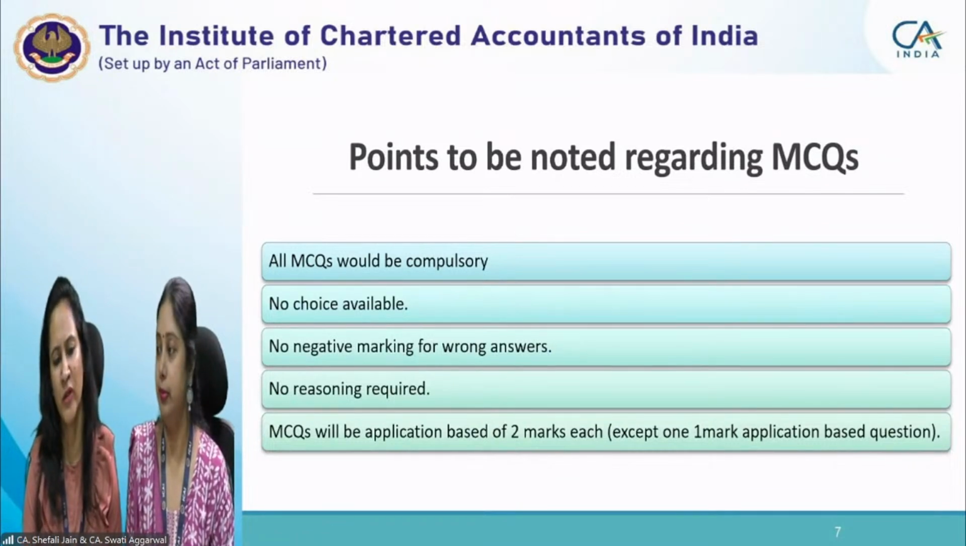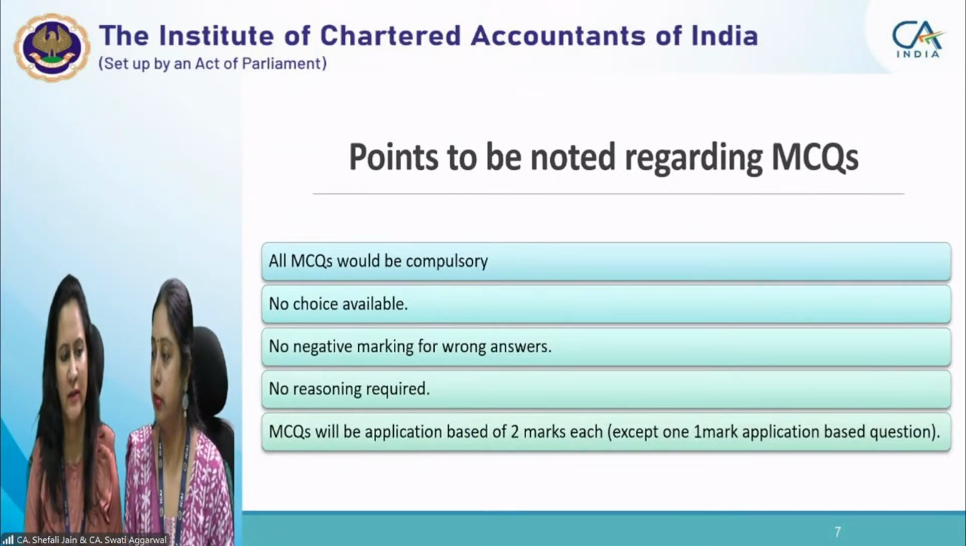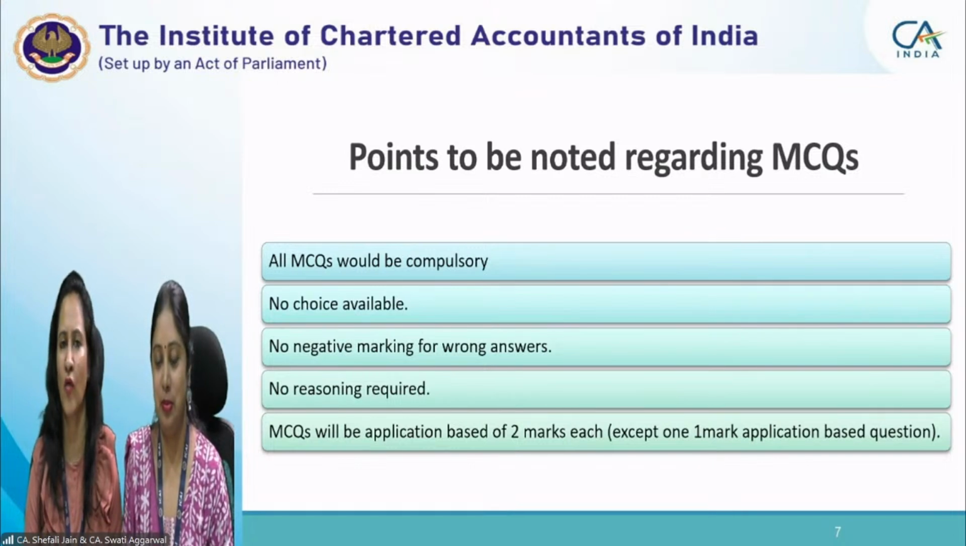Then points to be noted regarding MCQs are, yes, all the MCQs are compulsory. No choice is available, as we have a choice of one question in descriptive portion, but in case of MCQs, there is no choice. Then obviously there is no negative marking for wrong answers for both, whether it is descriptive or the MCQs. No reasoning is required from you in case of multiple choice questions. This is a big difference, as we already told you, compared to the descriptive portion and the MCQ one.